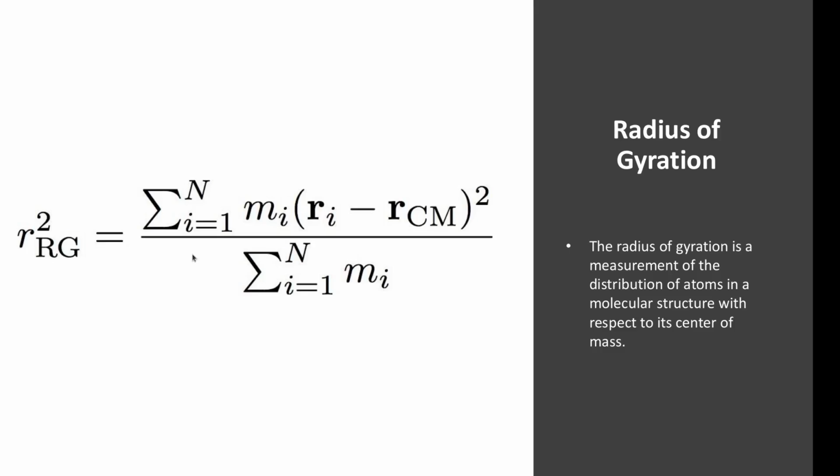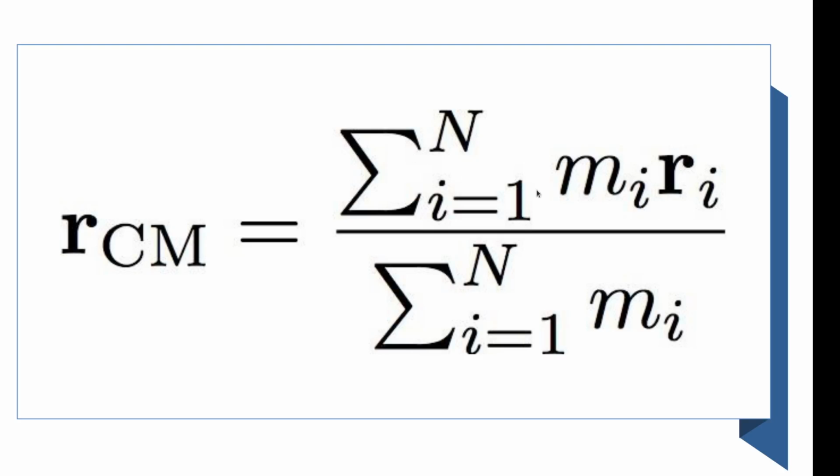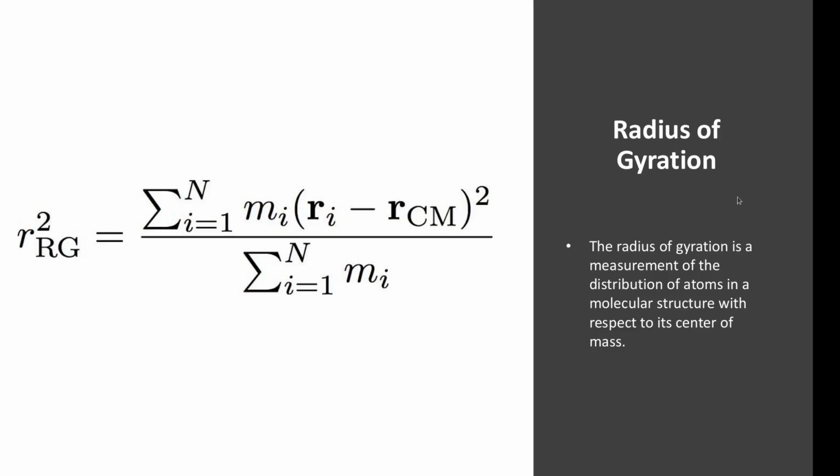The radius of gyration is a measurement of the distribution of atoms or objects of the system, which is here a molecular structure because we are interested in proteins, with respect to its center of mass. So instead of working here with only Ri, I should subtract the center of mass. So now I'm working with respect to the center of mass. And be careful, this is the Rg squared, so we should take the square root, okay?